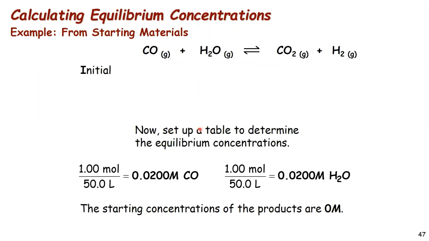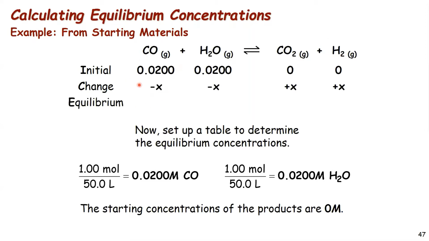So our next step then is to set up an ICE table. Okay, so our initial concentrations were the 0.02 CO, the 0.02 H2O, and 0 of both the CO2 and the H2. Our change, again, we're going to lose our reactants. So minus 1x for the CO, minus 1x for the H2O, and we're going to gain our products, so plus 1x for the CO2, and plus 1x for the H2. At equilibrium, we just add our initial and change. So 0.02 minus x, 0.02 minus x, 0 plus x is just x, and 0 plus x is just x.